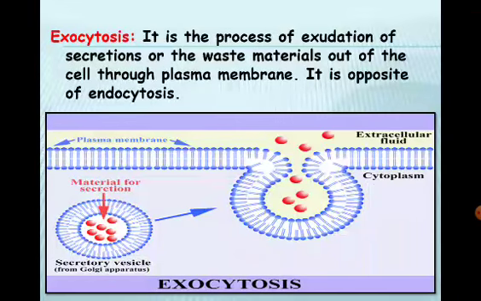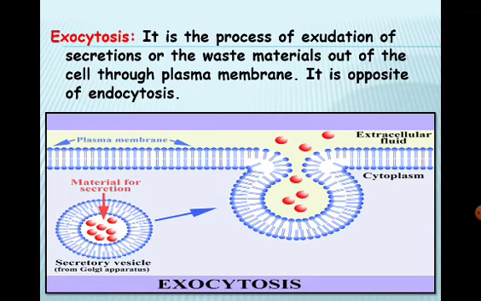Okay, now opposite to endocytosis we have the process of exocytosis. Exocytosis means what? Cell vomiting. Okay, exocytosis is also considered a cell vomiting process. So it is the process of exudation. Exudation means what? Throwing out. Okay, so it is the process of exudation of secretions or waste material out of the cell through the plasma membrane.